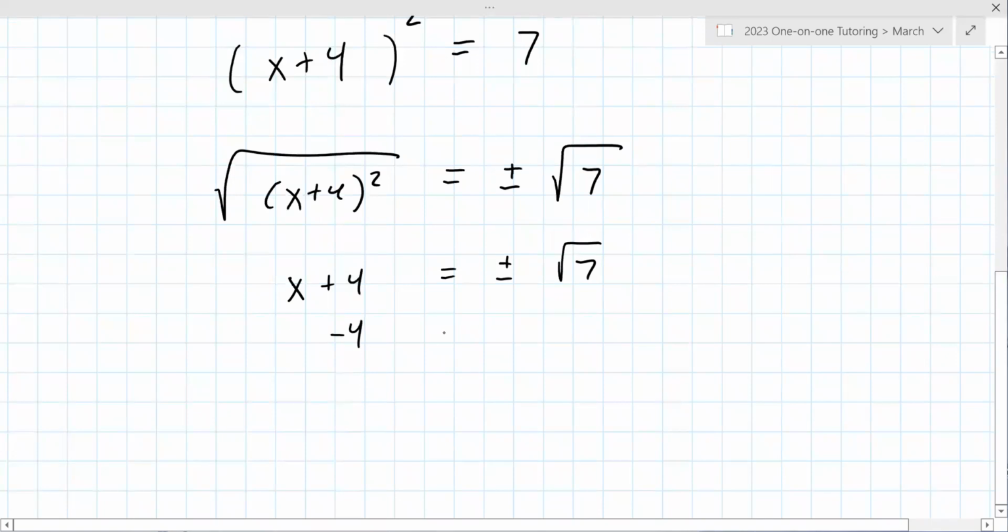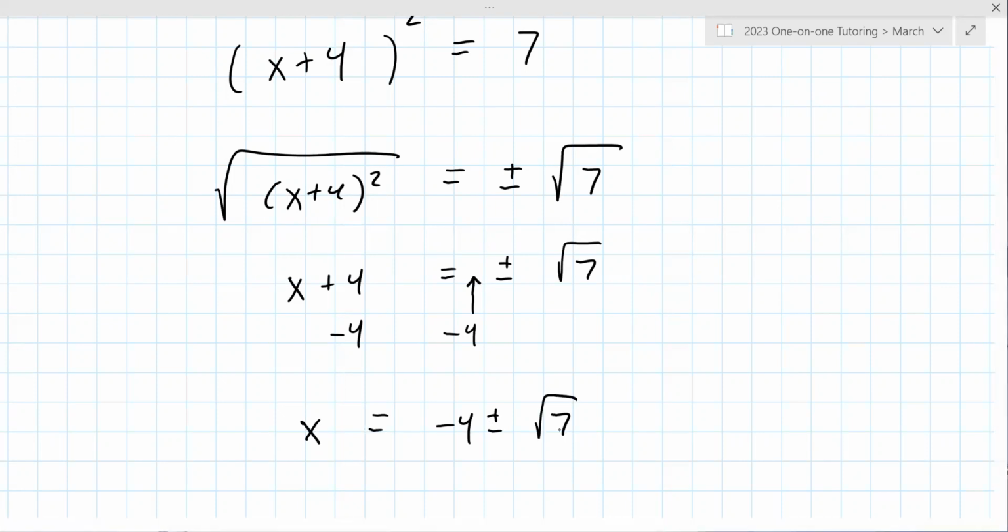Now you've seen me do this a few times. You want to sneak it up in front of the plus or minus. So negative 4 plus or minus 7. Yeah, x equals negative 4 plus or minus the square root of 7. Yeah, I would agree. I think you have this type down.